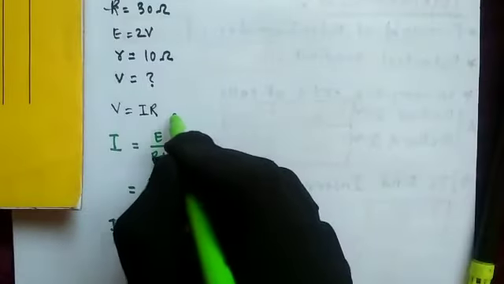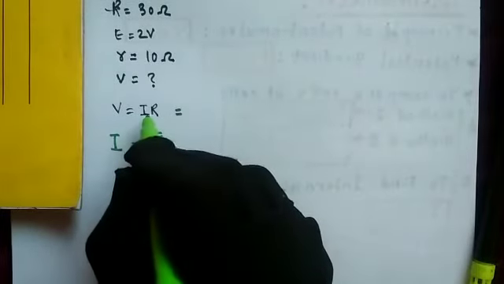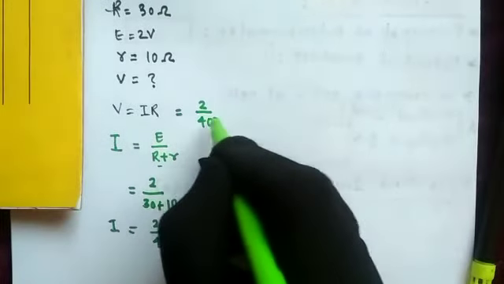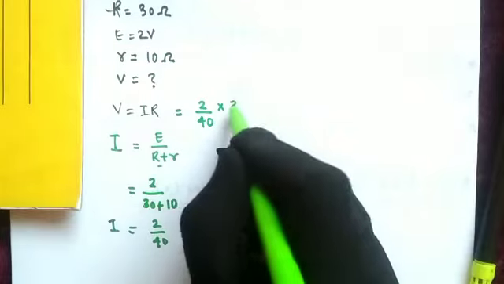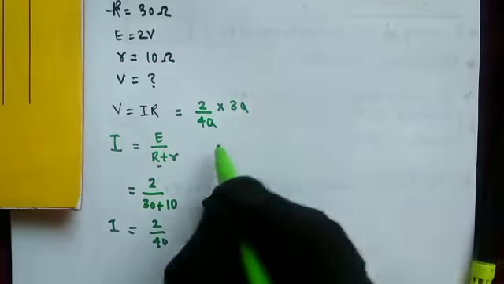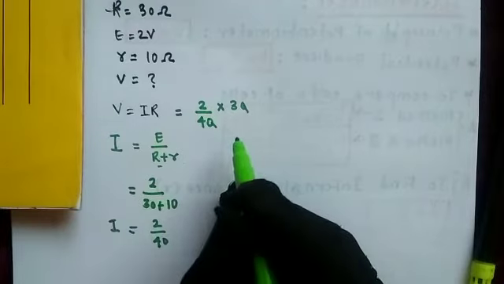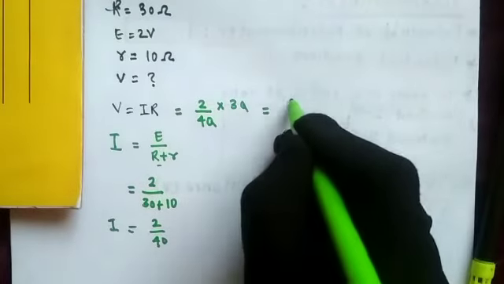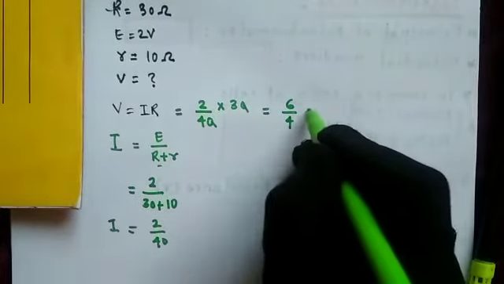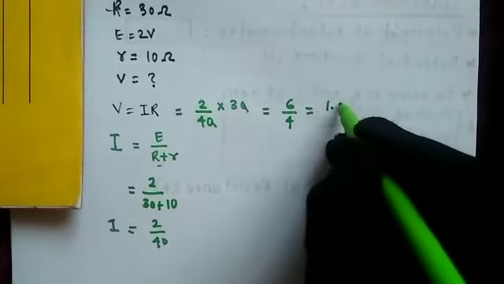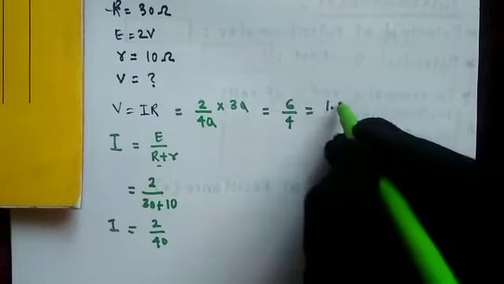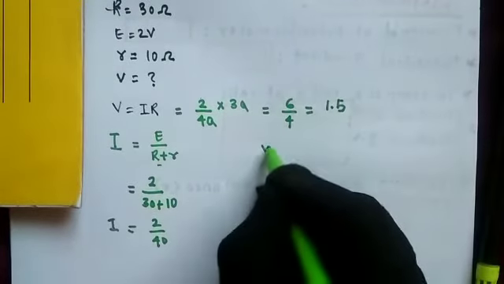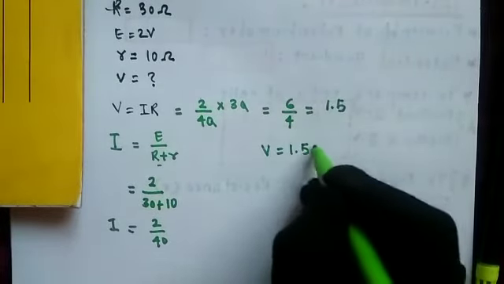Now we can substitute this value of current in the main formula so that we can have V. So I is already 2 upon 40, into R. R is already given as 30. The 0 and 0 cancel. So finally we will have 6 upon 4. 4 ones are 4, remaining 2 make point, so it will have 20. 4 5s are 20. So the final value of V is 1.5 volt.